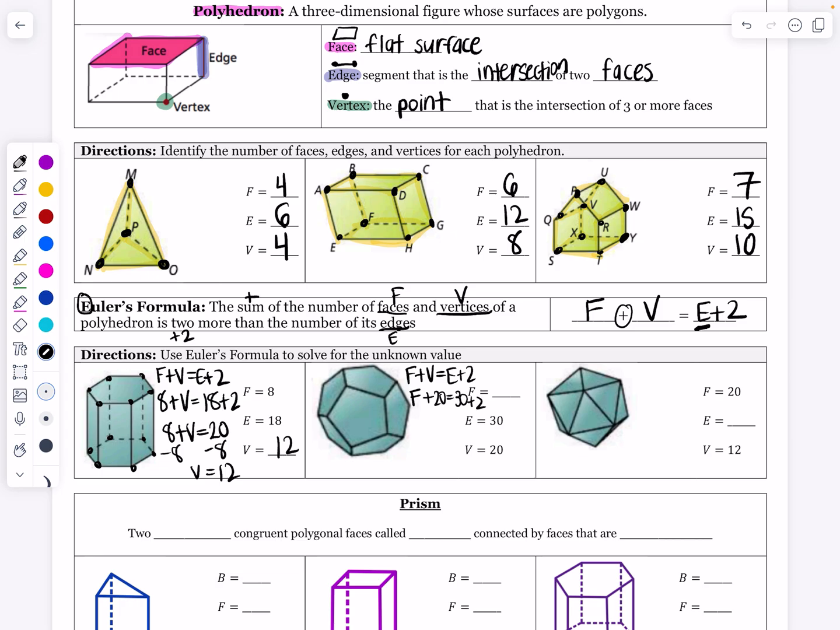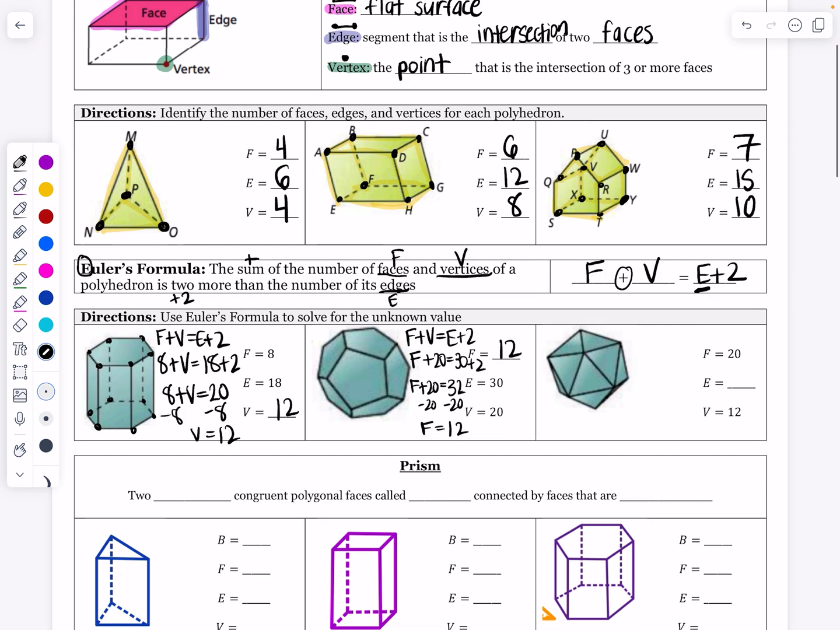So let's find our number of faces. So that's going to be F plus 20 equals 30 plus 2 is 32. And then we're going to subtract 20 from both sides. When you do 32 minus 20 for my number of faces, I should get 12. So even though I cannot see the back of this shape, there will be a total of 12 faces. All of those faces are pentagons.